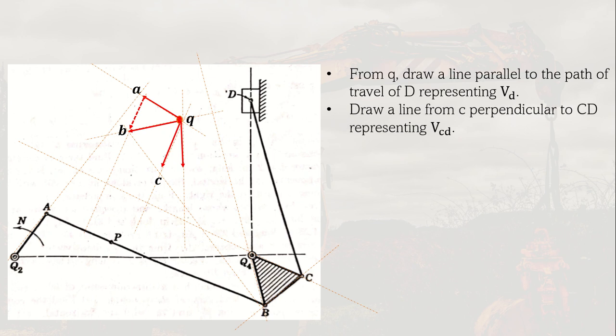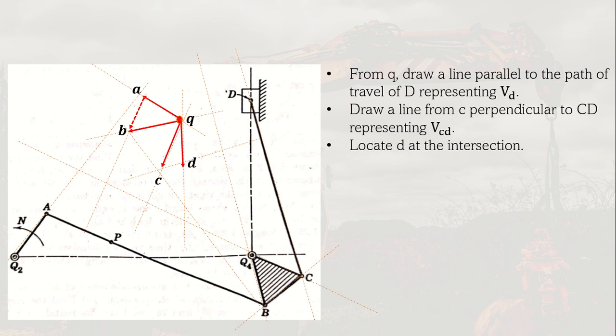It represents another direction. Then we draw a line from C perpendicular to CD, representing the velocity of CD. So this is our CD. And then we draw a line from C perpendicular to that. So this is the line perpendicular to CD. So that is why we located our D at the intersection.